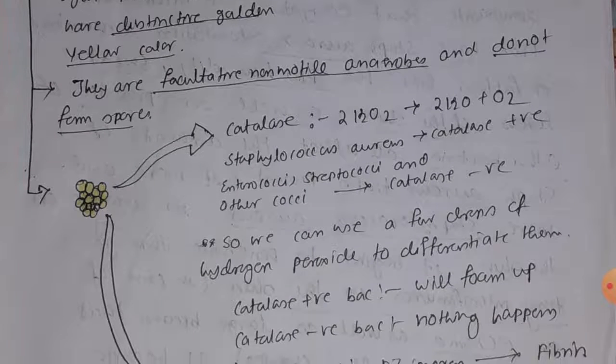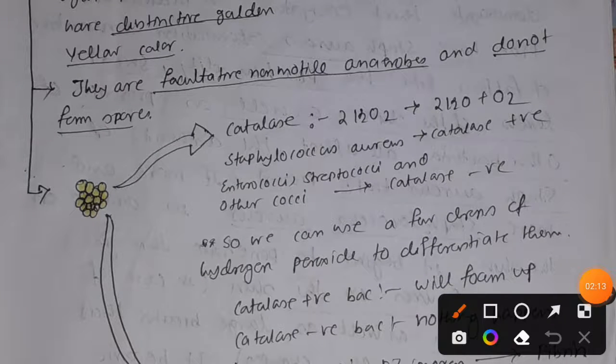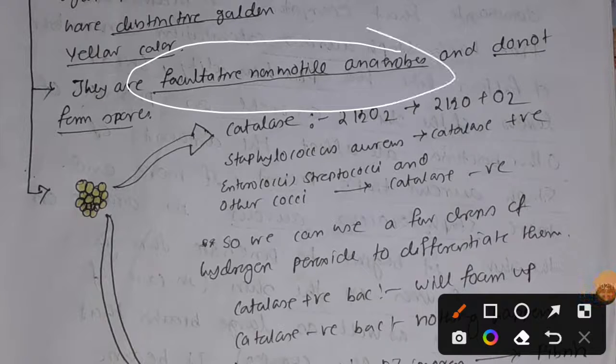Now, they are facultative anaerobes and non-motile. What is the meaning of facultative anaerobe? It means they prefer an oxygen-free environment, but they can also grow in an aerobic environment. And they are non-motile, meaning they cannot move, and they do not form spores.